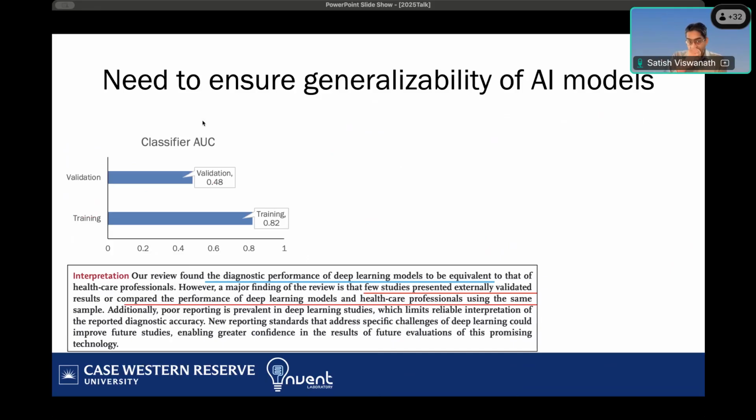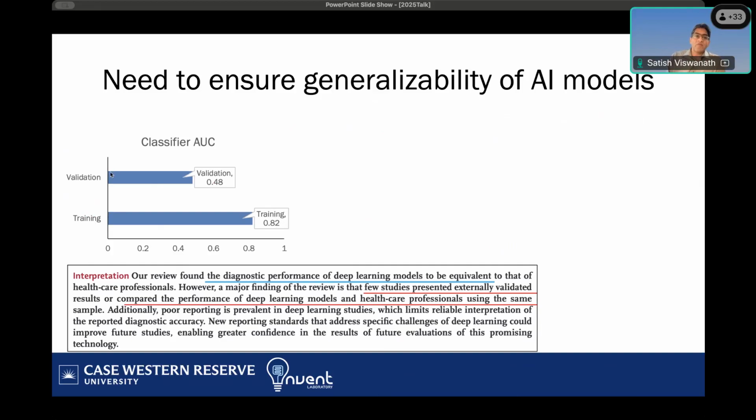I'll bring it back later toward the end of the talk. So this is where we trained a model to identify a particular disease. This is the training set where we developed the signature. You can see how the training set has a fairly high AUC, close to 80%, over 80% in fact.